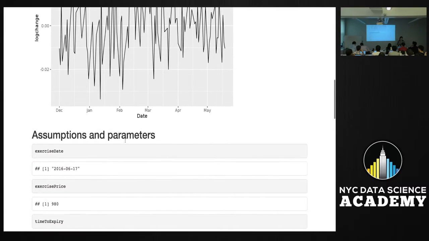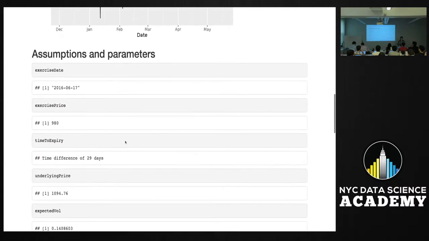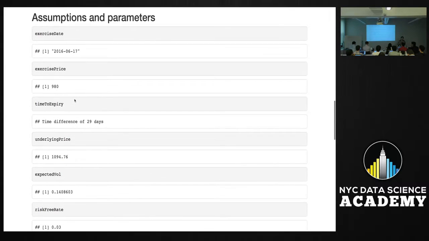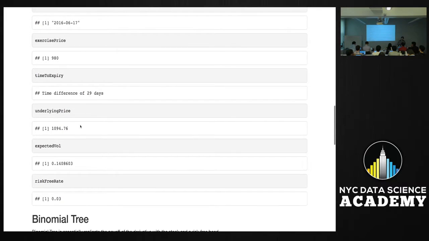And now we're getting into the pricing part. These are some of the assumptions and parameters we're going to be using. The exercise date is when you can redeem this gamble bet. That is a month from now, June 17th, and the exercise price is $980. And that's 29 days in the market.